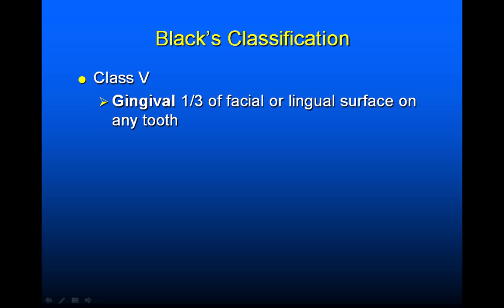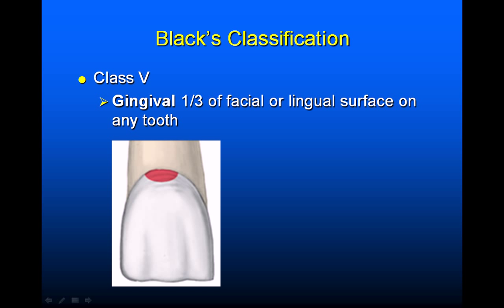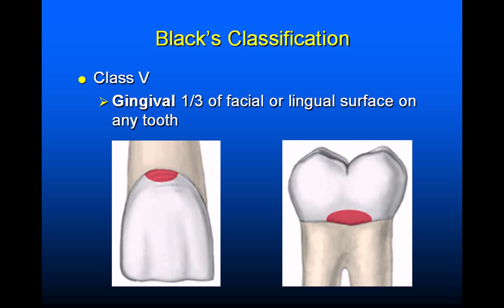Class 5 is a unique position for caries. Class 5 refers to caries on the gingival third of any tooth. Now the gingival third can be on either the facial or lingual surface. This image on the left side shows a red area indicating caries on the gingival third of this maxillary incisor. The image on the right shows caries on the gingival third of this mandibular molar.